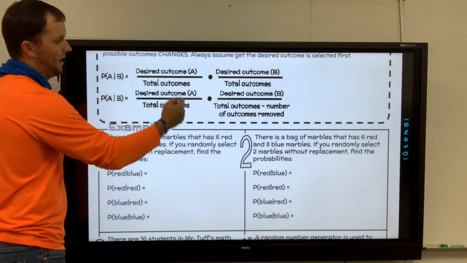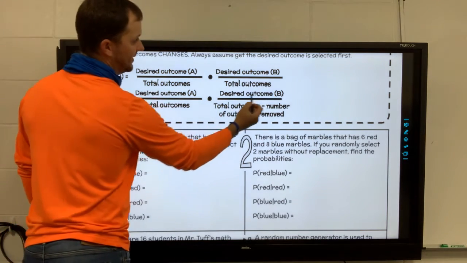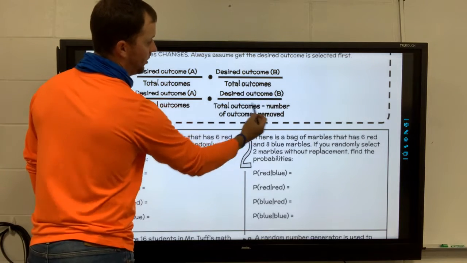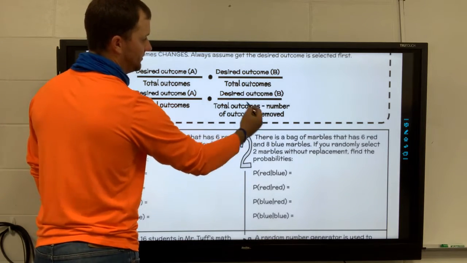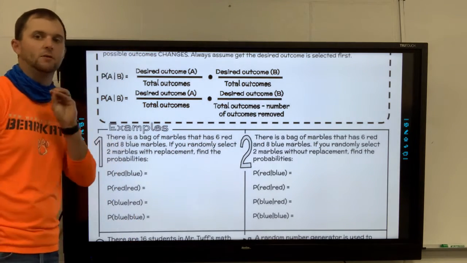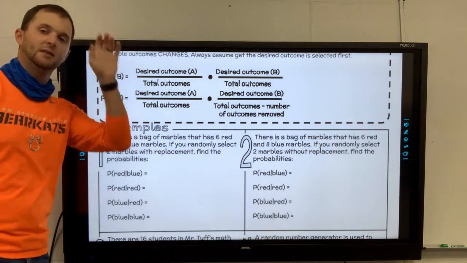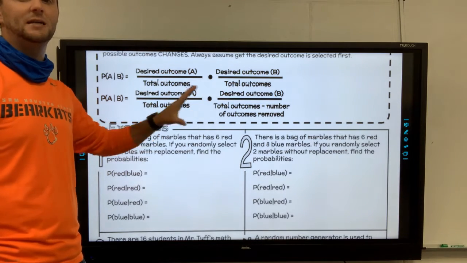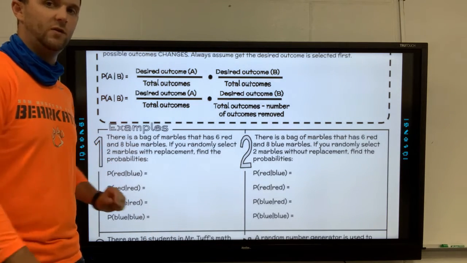I'm going to take the desired outcomes of A, and then I'm going to take the desired outcomes of B, but the total outcomes is going to change on the bottom, so I have to subtract out what I took out, if that makes sense. So I'm going to take this idea and apply it to my examples down here. Let's move to example number 1.